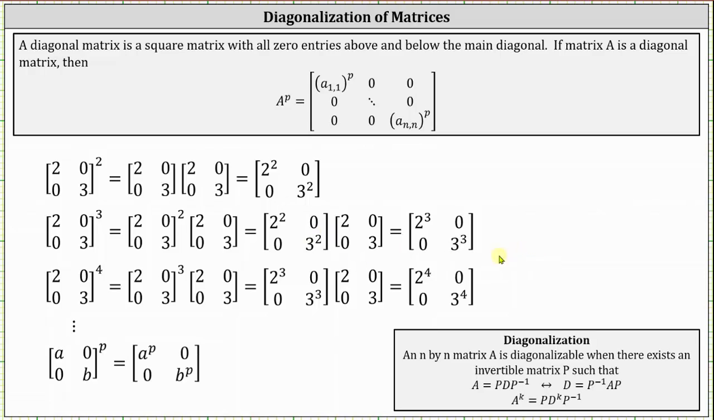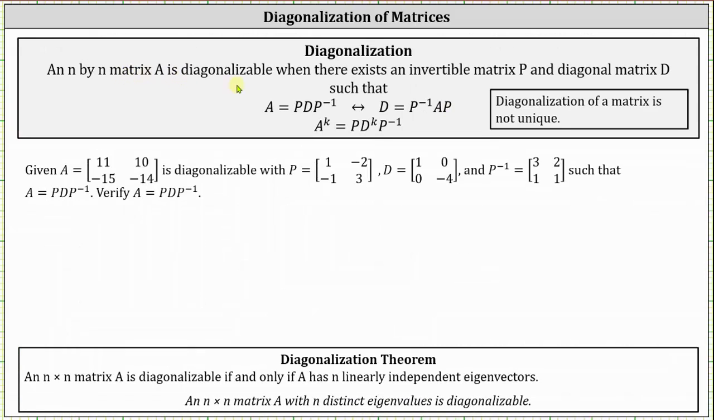But what we should notice is that if we have a diagonal matrix, it's fairly simple to determine the matrix raised to the power of P. And this is why it can be helpful to diagonalize a matrix that is not a diagonal matrix, which we'll see shortly. An n by n matrix A is diagonalizable when there exists an invertible matrix P and diagonal matrix D such that matrix A is equal to matrix P times matrix D times the inverse of matrix P.